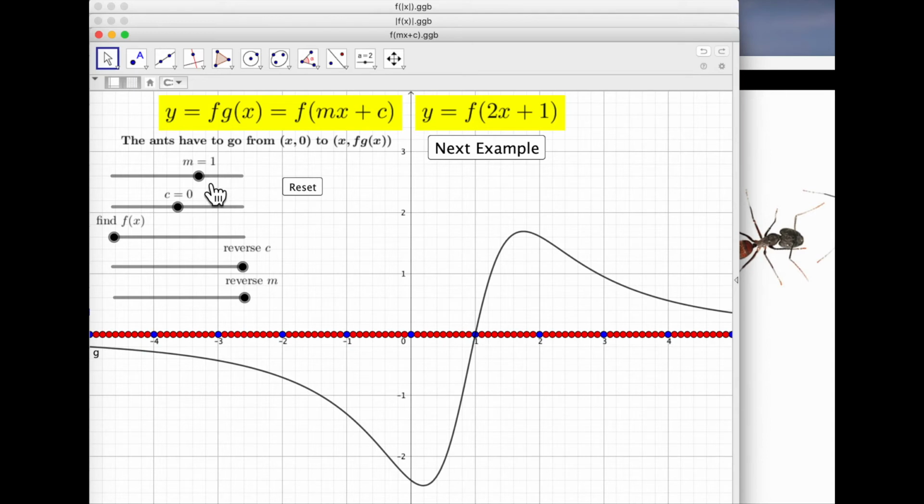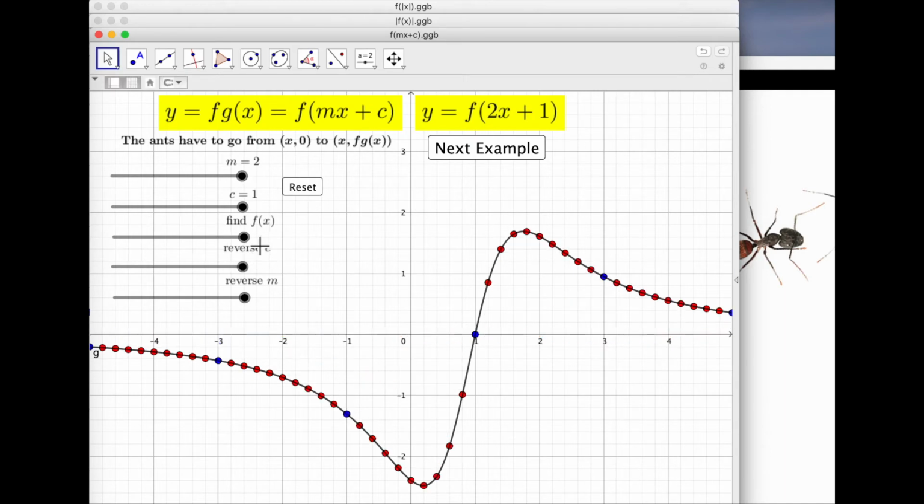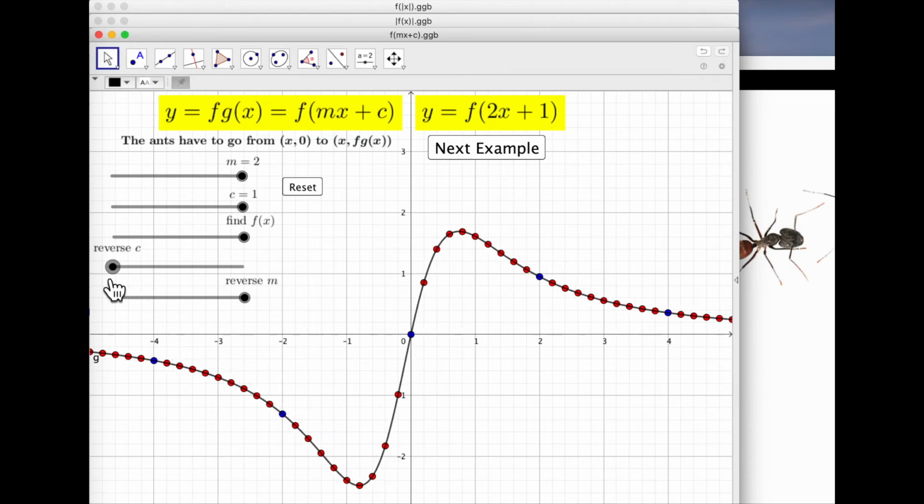So they understand BIDMAS, so they know that they've got to go to 2x plus 1, and to do that they have to first of all stretch themselves out and then go right 1. Then they can find f of x, and that's got their y coordinates correct. So now they have to go home again, which means they have to undo the move they've just done. And the move they've just done is to stretch themselves out and then go right 1. So to undo that, they've got to undo those two steps in reverse order. So they've first got to go left 1, and they've then got to shrink.